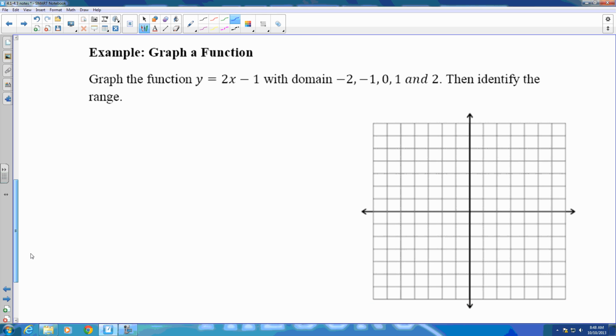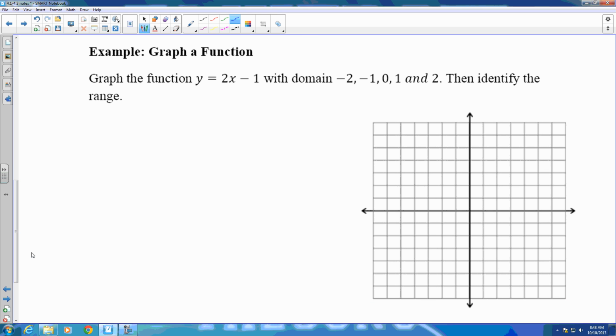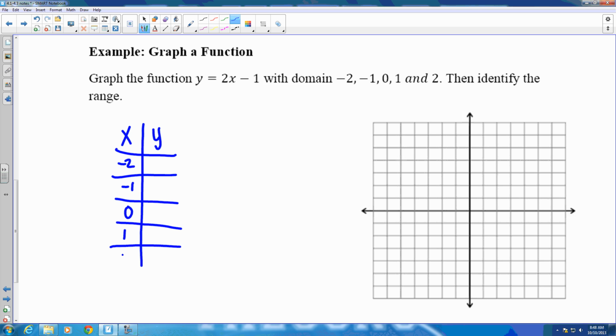Okay, now we are going to graph a function with a given domain and identify the range. We have done this where we have a function and we identify the range given the domain, but we've just never graphed it before. So what we did then was we made a chart. We are given the domain, which is the x values. So we're given -2, -1, 0, 1, 2, and then we need to put those points into the function y to solve it. So 2 times -2 minus 1 is -5.